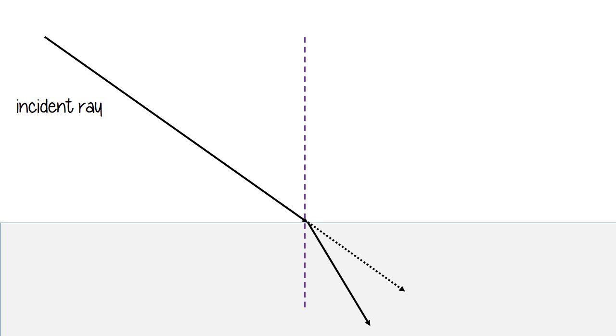Now we're going to do just what we did when we were working with reflected rays. We're going to draw an imaginary line. This purple dashed line is an imaginary line perpendicular to the surface. And we're going to call that the normal. And angle I, the incident angle, is the angle formed between the incident ray and the normal. I'm going to repeat that. The incident angle is the angle formed between the incident ray, the ray coming in, and the normal that we drew.